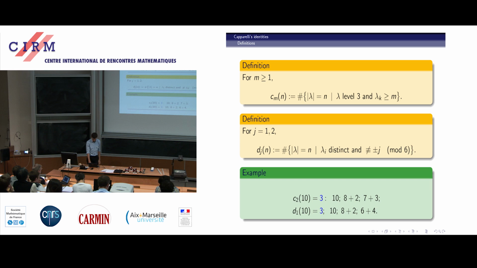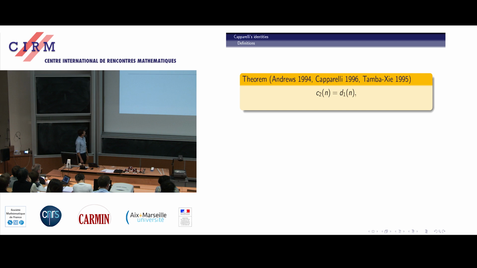And indeed, this is the theorem. This was Capparelli's conjecture, but it was subsequently proven by Andrews, independently by Capparelli himself, the latest, and also by Tamba and Z, also algebraists. And there's a second one, which is a little different flavor from Rogers-Ramanujan and Schur. So this C1 minus C2 plus C3 also equals one of these clean congruential restriction identities.